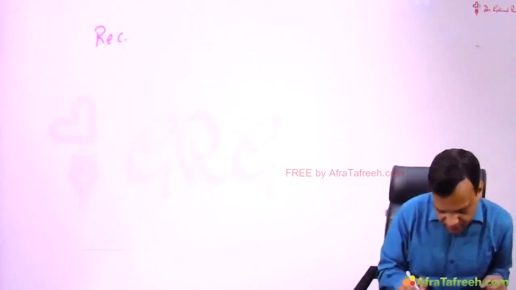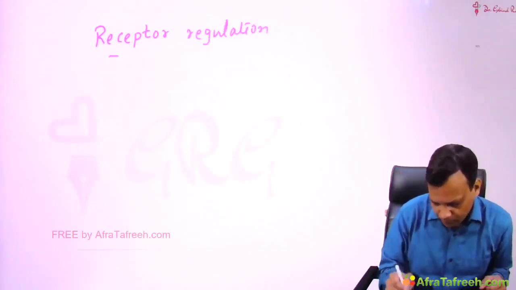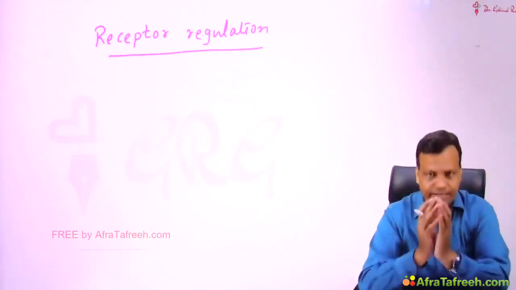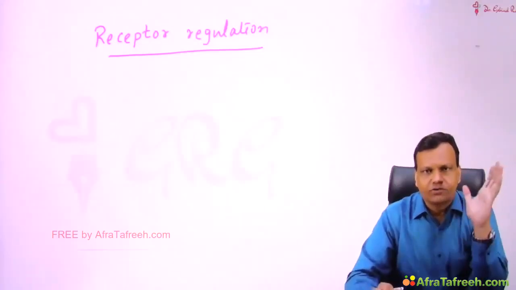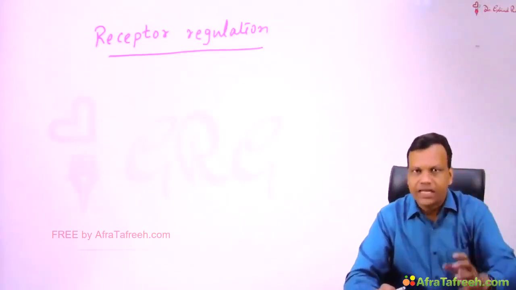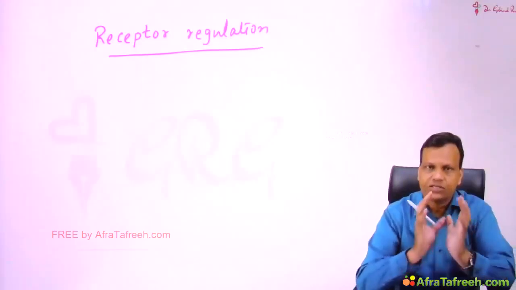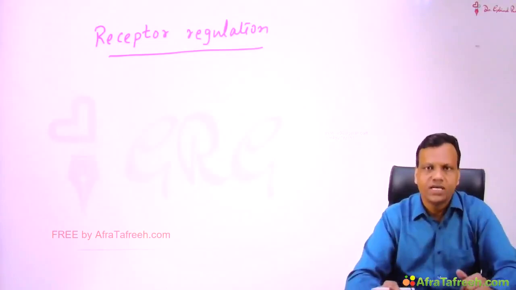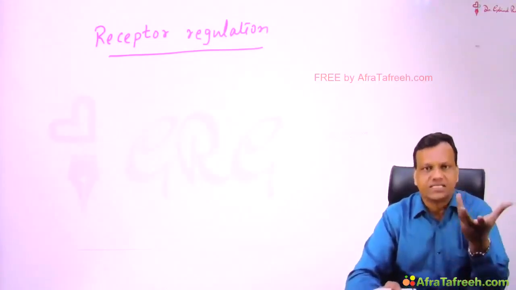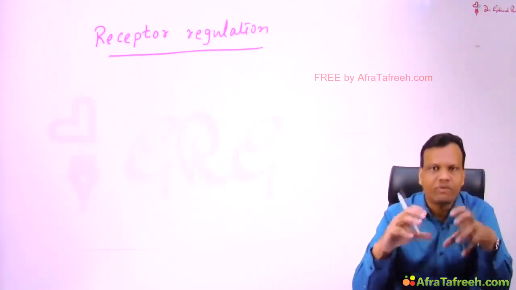So here we will discuss a little bit about receptor regulation. Now the basic thing to understand: if a receptor is constantly stimulated, the activity of that receptor decreases. And on the other hand, if a receptor is not stimulated for long periods, like when we give an antagonist for long periods, then its activity increases. Yeah? So receptors will adapt. So how they adapt, we want to see.